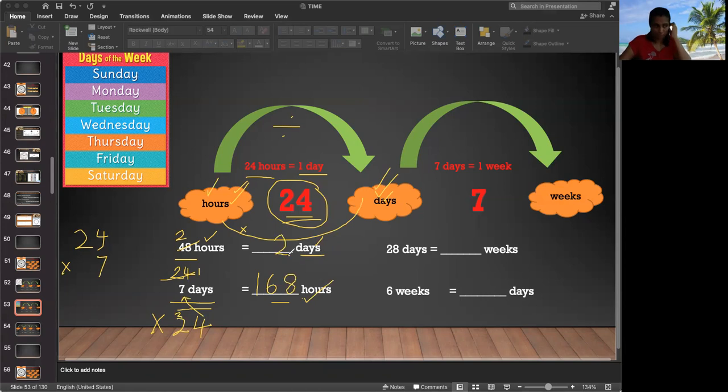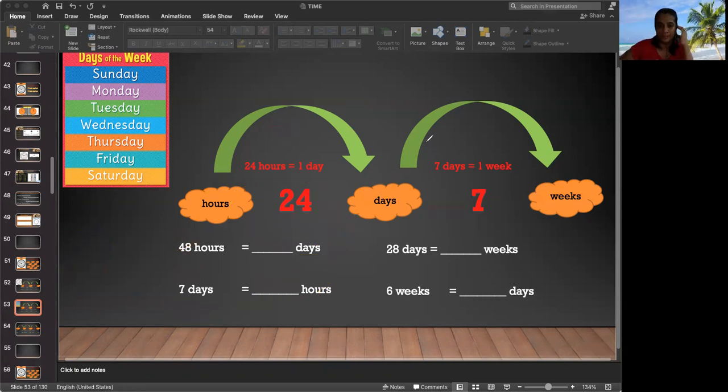Sometimes when you grow big and go to work, your boss might say, I'll give you 48 hours to finish this assignment, get it done by then. So now you know 48 hours means 2 days of time in terms of days.